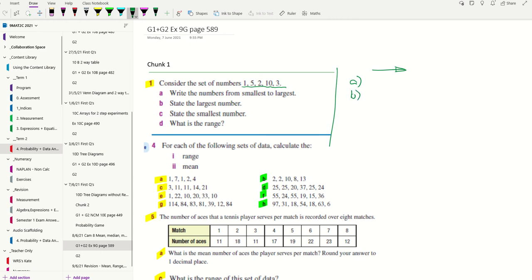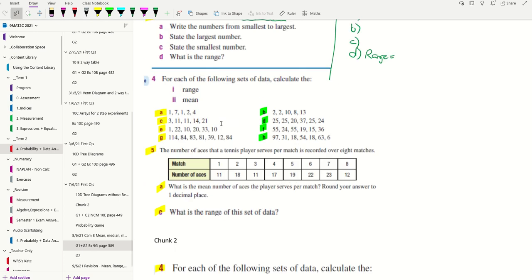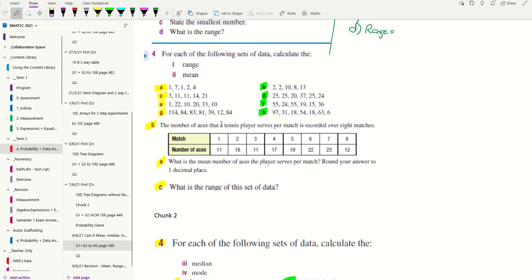It says state the largest number, so write the biggest number next to B. C is state the smallest number, so find the smallest number. And then D is your range. So remember, your range is equal to the biggest number which you found in B minus the smallest number which you found in C.